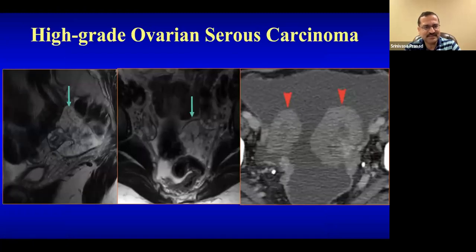Here are some examples of so-called high-grade serous cancers. You notice that this is the high-grade serous cancer. It's on the surface of a normal-looking ovary. Same case, different plane, what looks like a normal ovary, but here is the cancer on the surface of the ovary.